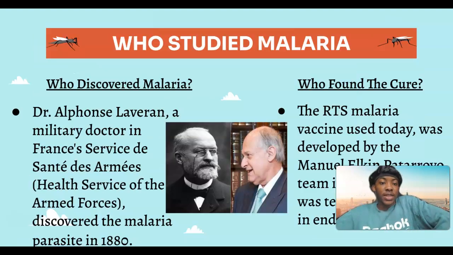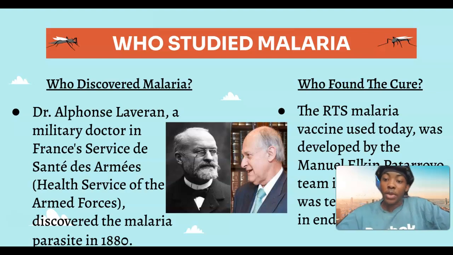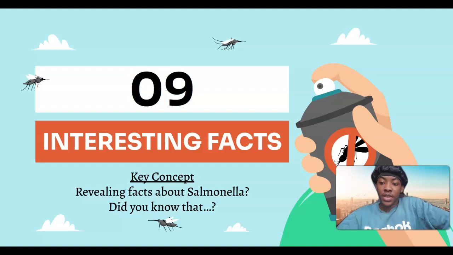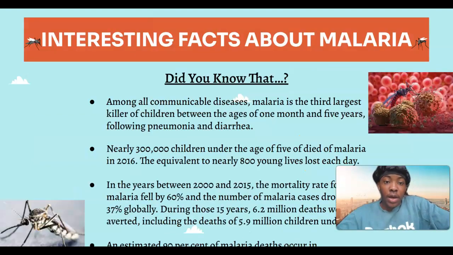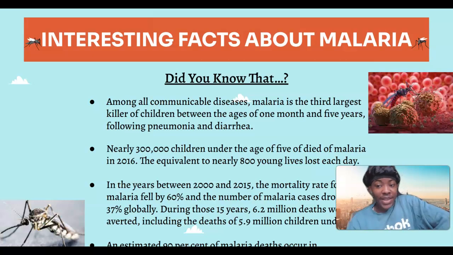So, who studied the disease? Dr. Alphonse Laveran, a military doctor in France, is the person who discovered the disease, and Emmanuel Elkin Pateroy and his team are the people who found the cure and the current vaccine for malaria. Some interesting facts about malaria include that nearly 300,000 children under the age of 5 died of malaria in 2016.